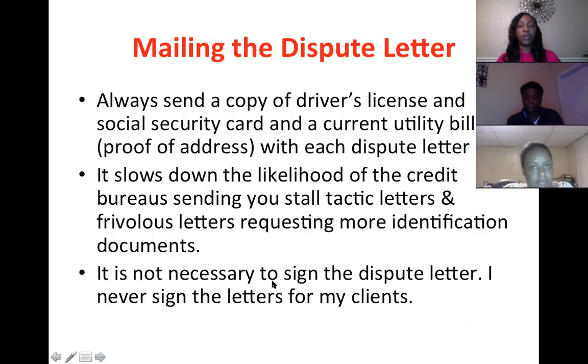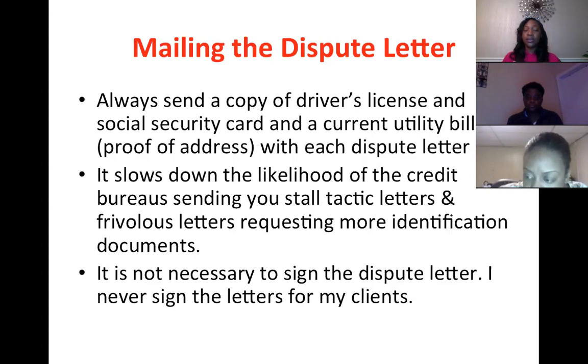Okay? I think we all know this. We went over this before. When you're mailing in your dispute letters, you always want to send the appropriate documentation. I will also provide you a list of what each credit bureau lists for appropriate documentation, but you want to send a copy of a driver's license, a social security card, and a current utility bill or bank statement. That'll be the proof of address with each dispute letter.